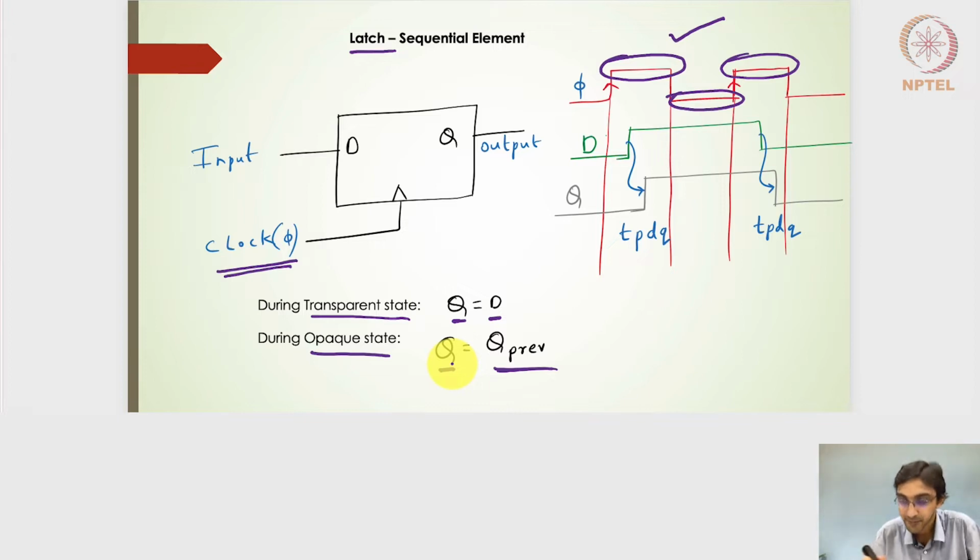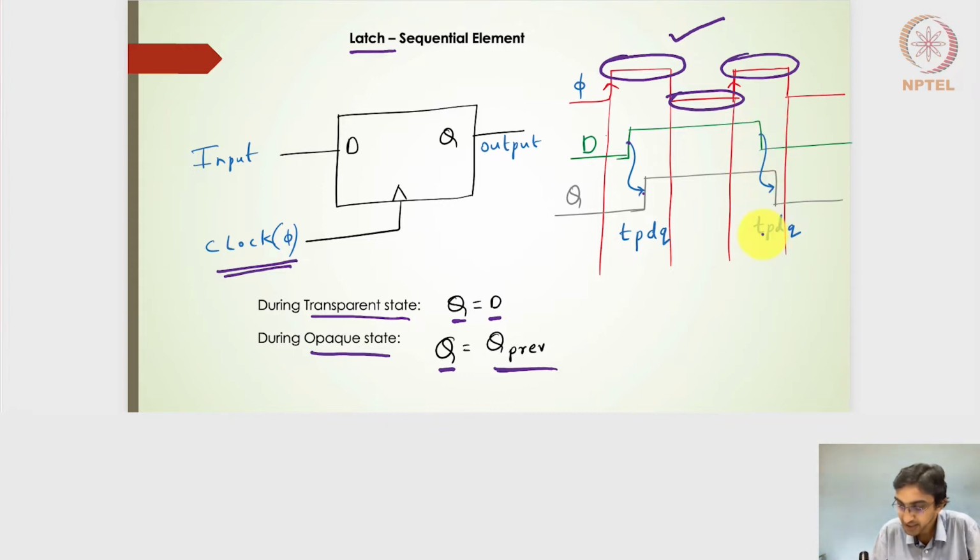That means the output will not follow the input levels or the input changes, but will retain the previous state. In this timing diagram, if the input is applied as shown in the D signal, the output will follow the input during the high level of the clock, whatever the input level is. Of course, there will be some propagation delay. In this case the output is rising, so it will be the propagation delay from D to Q, the rising one. And here the output will follow the input, of course, with some delay.